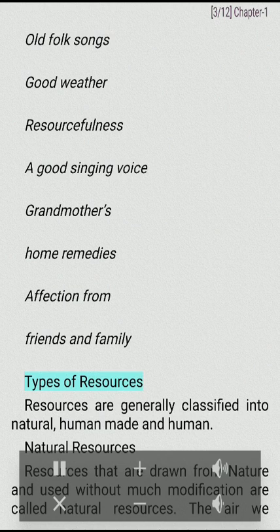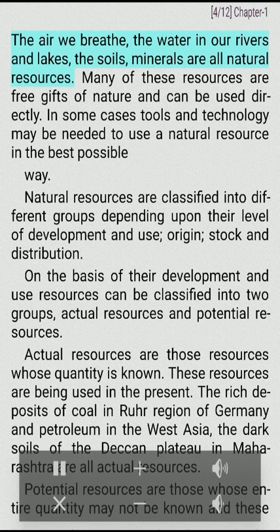Types of resources. Resources are generally classified into natural, human-made and human. Natural resources. Resources that are drawn from nature and used without much modification are called natural resources. The air we breathe, the water in our rivers and lakes, the soils, minerals are all natural resources. Many of these resources are free gifts of nature and can be used directly. In some cases, tools and technology may be needed to use a natural resource in the best possible way.